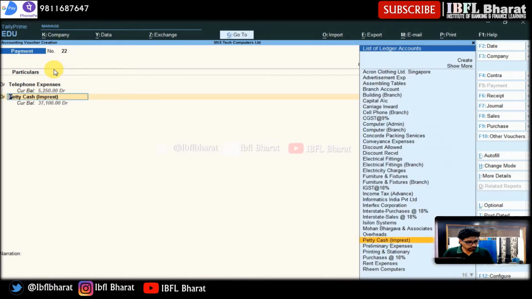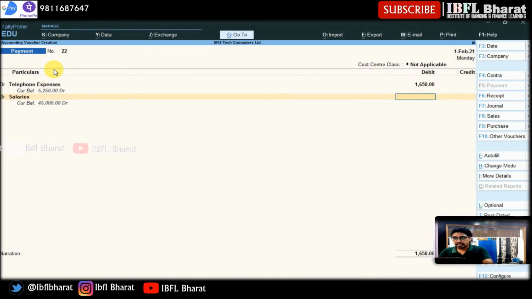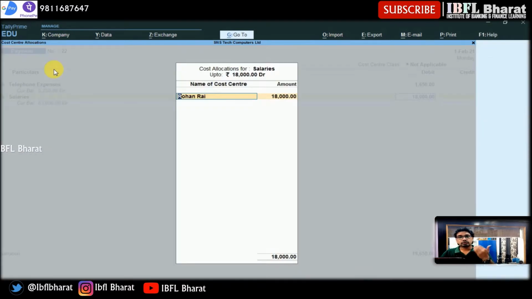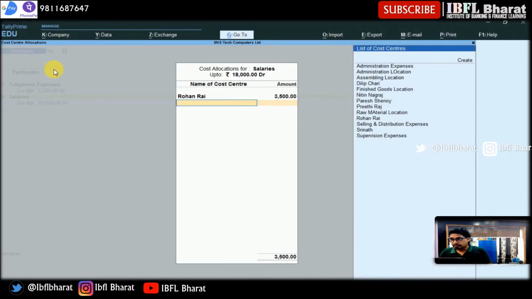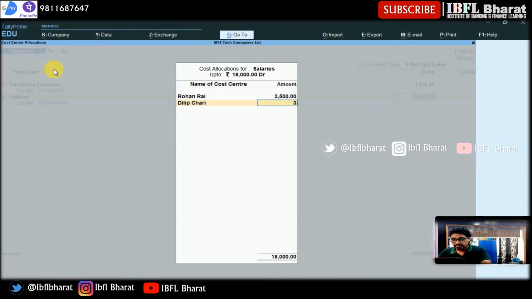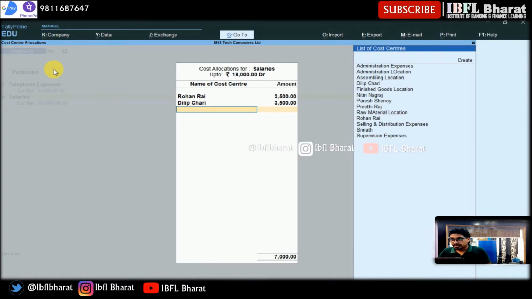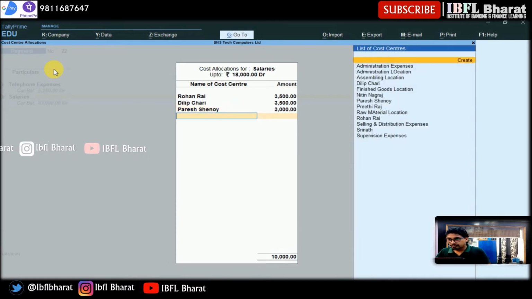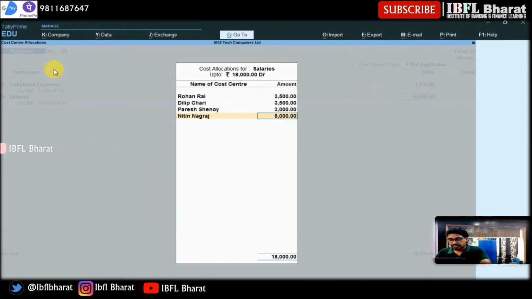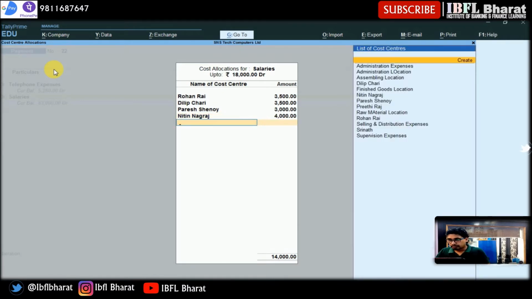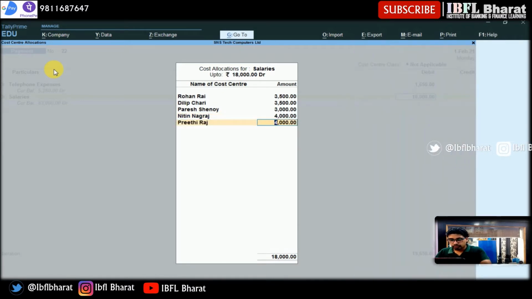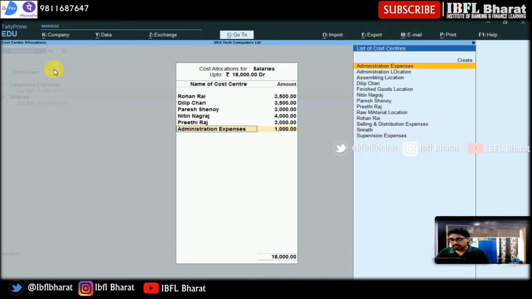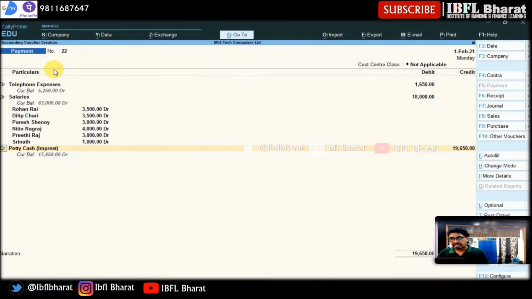Next amount is of salaries. Salaries, you all know, we are making payment of 18,000 bifurcated into the cost centers. Rohan Rai getting 3,500 rupees here. Next employee is Dilip Chari, also getting 3,500 rupees monthly. And next is Mr. Paresh Shinoy, getting 3,000 rupees here. After this Mr. Nitin Nagaraj getting 4,000 rupees. Next employee is Preeti Raj getting 3,000 rupees, and the last employee is Srinath getting 1,000, the balance amount.